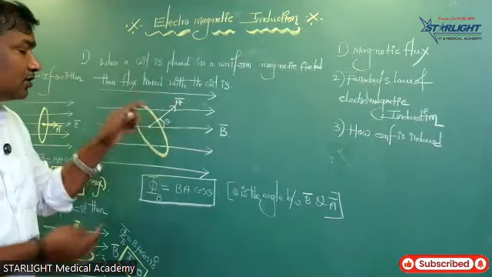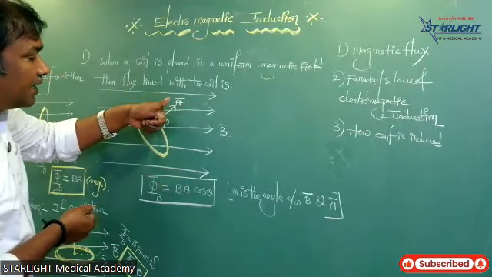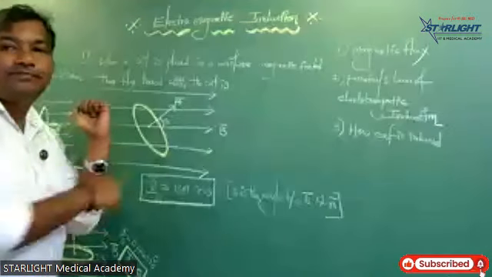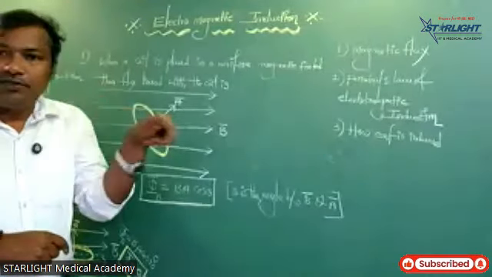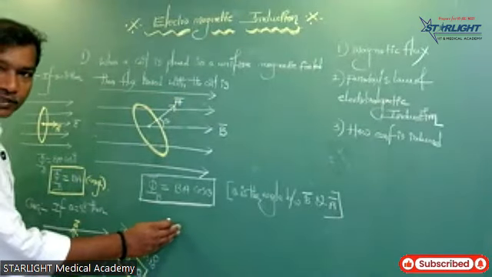So the coil is rotated in opposite direction. So area of the coil comes opposite to direction of B bar, magnetic field. It comes opposite direction. Case 3. Case 3.